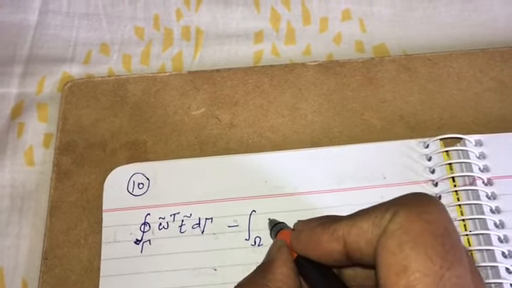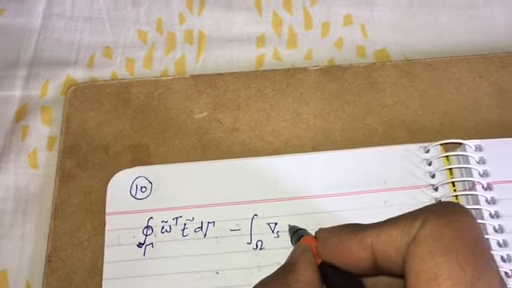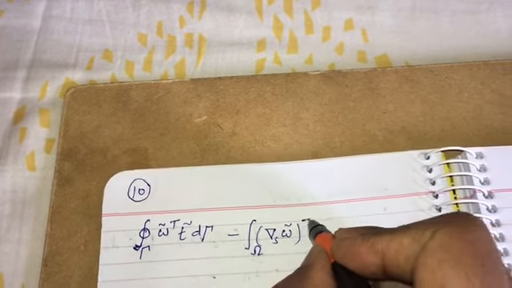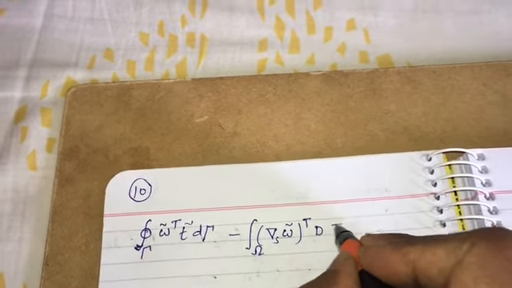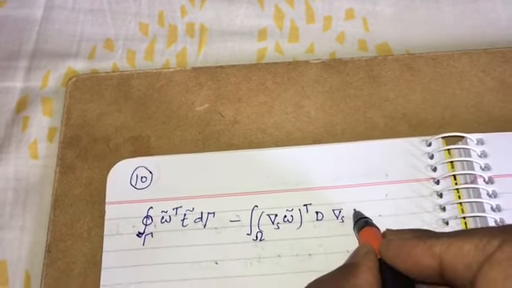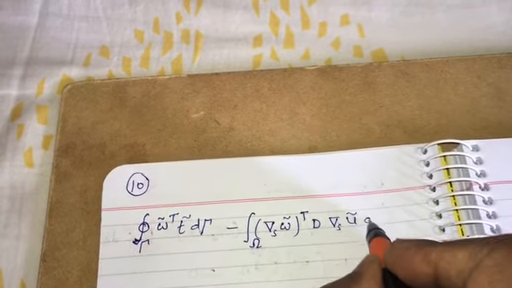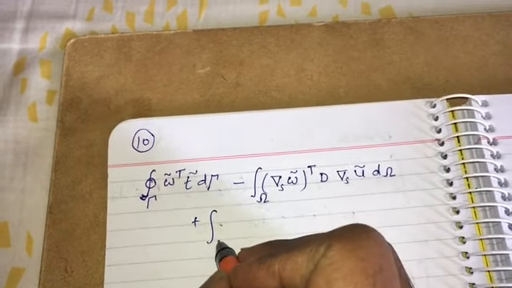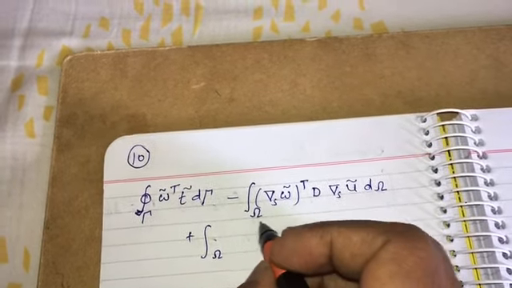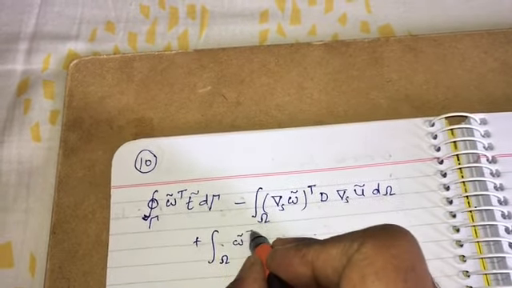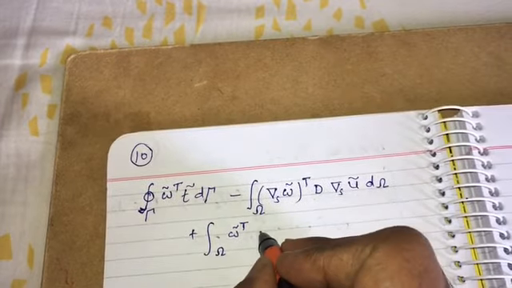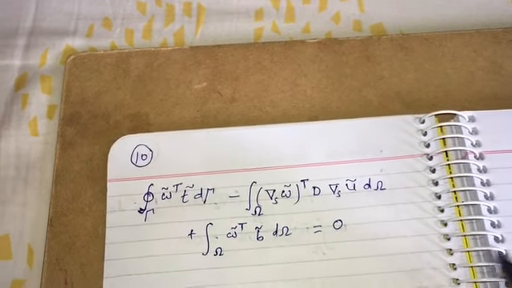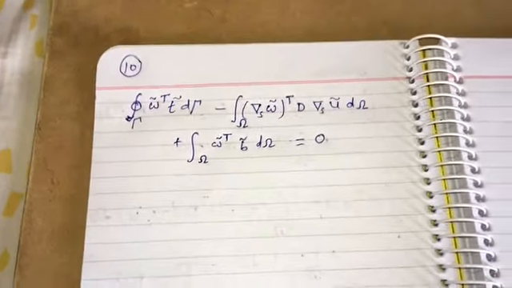the integral over omega of del S W, transpose of that, then D, then del S U d omega, plus the integral of W transpose times B d omega, all added up to 0. So this is the weak form.